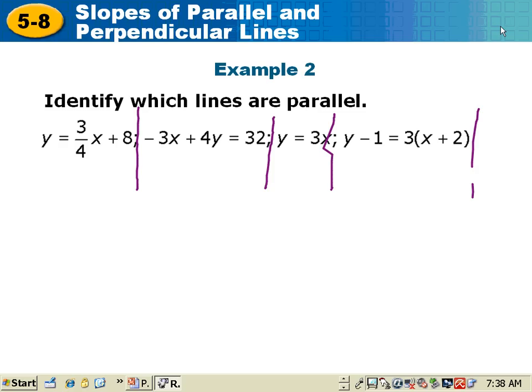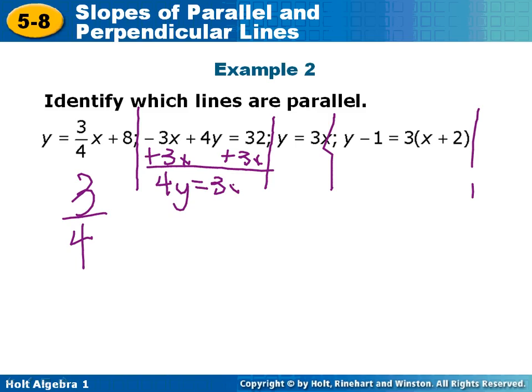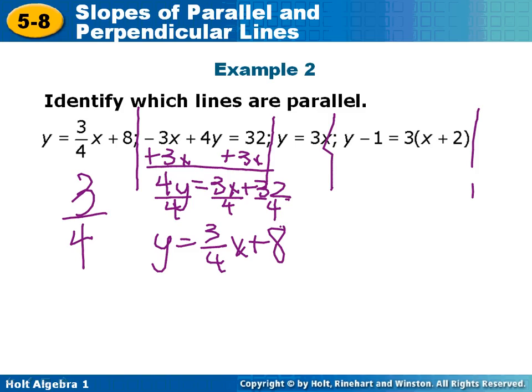All right, so the first slope is 3/4. The second slope, if I solve, I've got to add 3x. That gives me 4y equals 3x plus 32. Divide everybody by 4. And it's y equals 3/4 x plus 8. Now we have a problem here. Remember the beginning of the video I said what's the slope and y'all said they were the same? And I said what's the y-intercept and y'all said they were different. What's the problem?